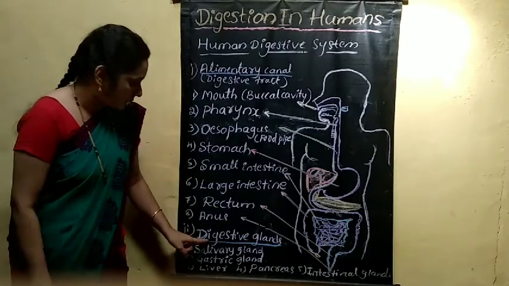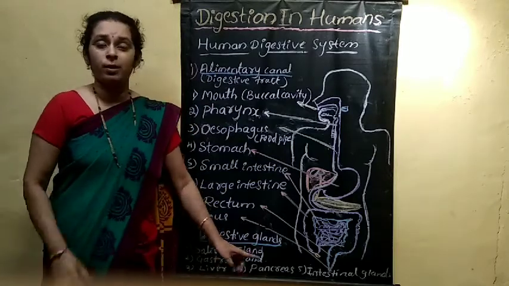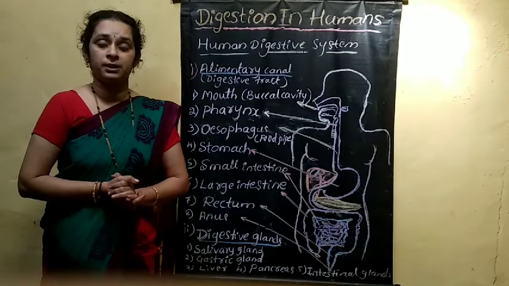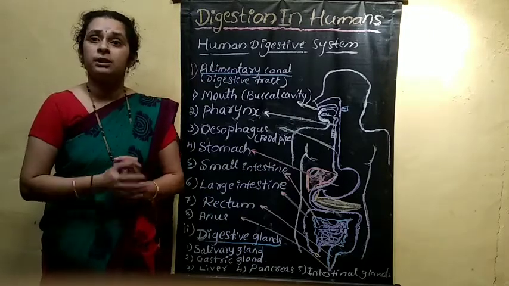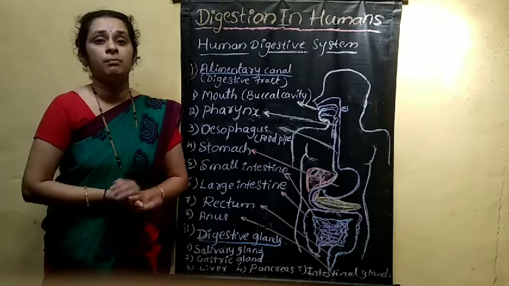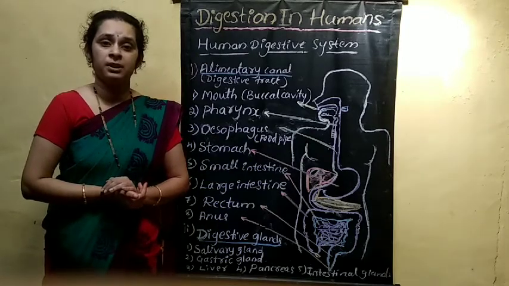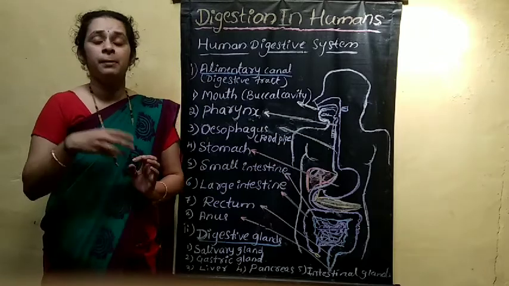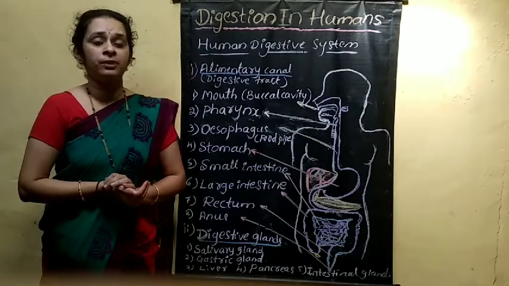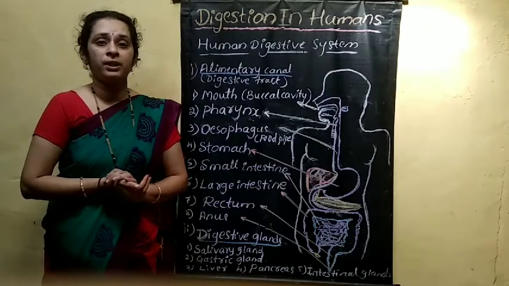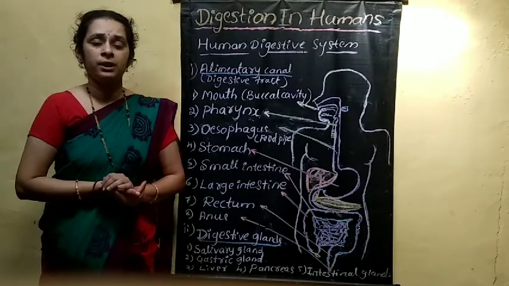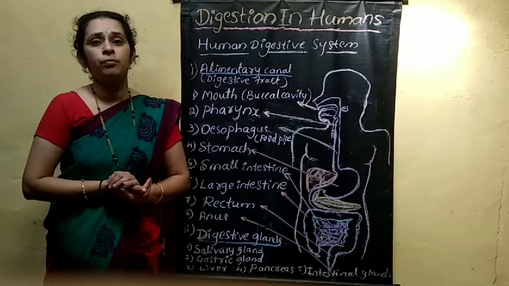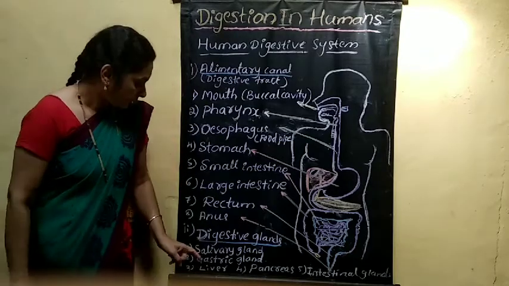Next we will discuss the digestive glands. What are the digestive glands present? Glands are specialized organs meant for secretion of some chemicals in the body. They secrete juices and chemicals in the body. They help in digestion of food components.